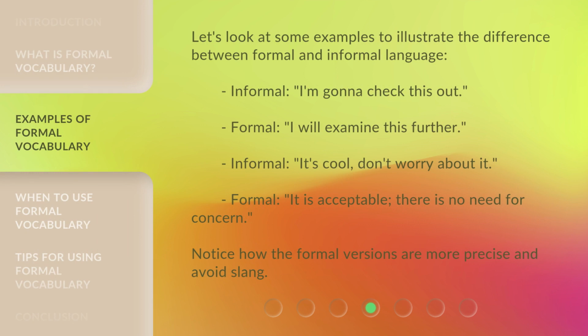Let's look at some examples to illustrate the difference between formal and informal language. Informal: I'm gonna check this out. Formal: I will examine this further. Informal: it's cool, don't worry about it. Formal: it is acceptable. There is no need for concern. Notice how the formal versions are more precise and avoid slang.